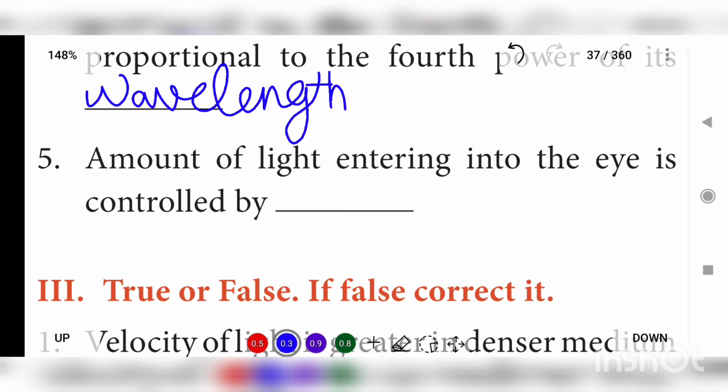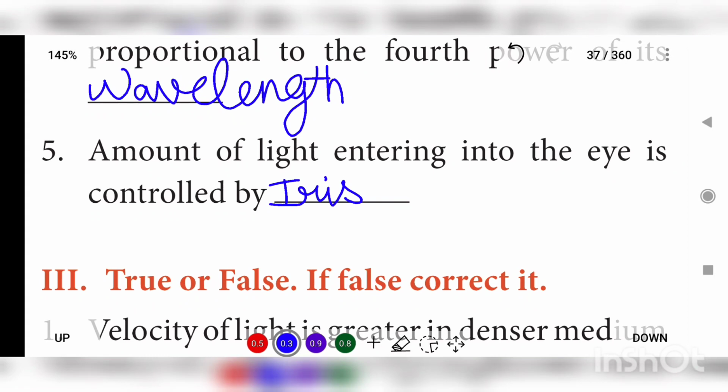Fifth one, amount of light entering into the eye is controlled by dash. Answer, amount of light entering into the eye is controlled by iris.